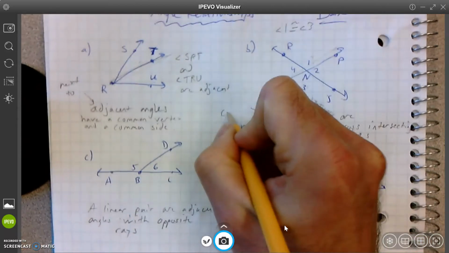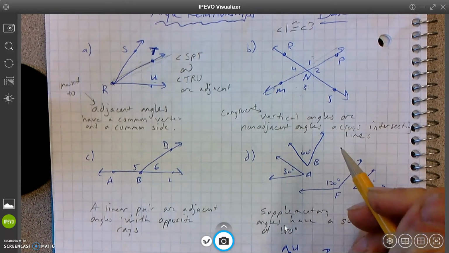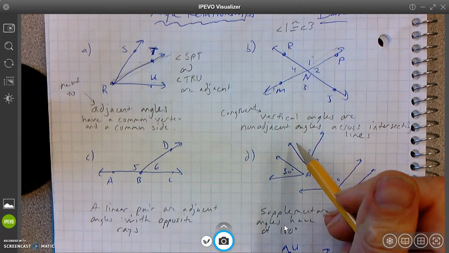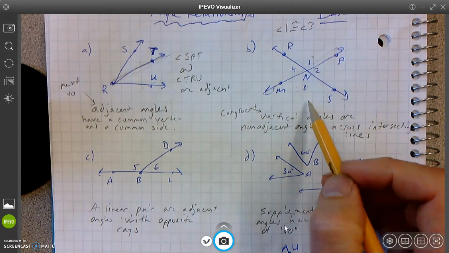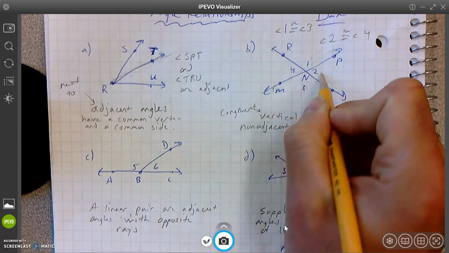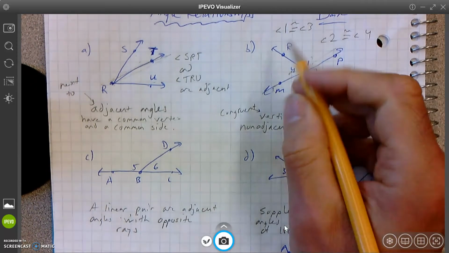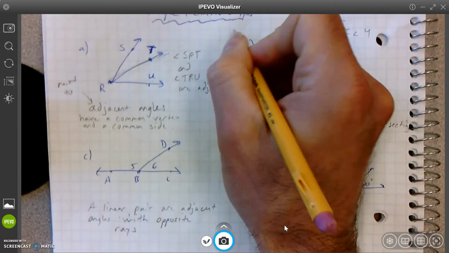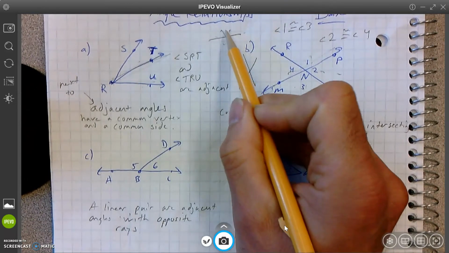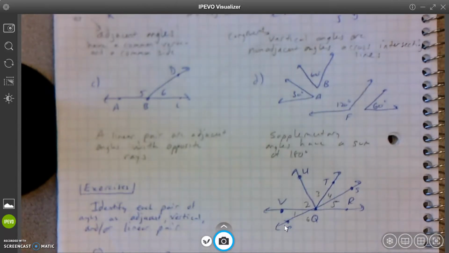You can write that also, a little note to yourself. Vertical angles are congruent. It doesn't say it in the notes, but that's a good thing to know because that comes up a lot. And then what's the other pair of congruent vertical angles besides 1 and 3? Yeah, angle 2 and angle 4 are congruent. So when you look at this, if you have an X, any X, doesn't matter what it looks like, could be like this, could be like that, it doesn't matter. Across the X, the angles are congruent automatically. Bam.